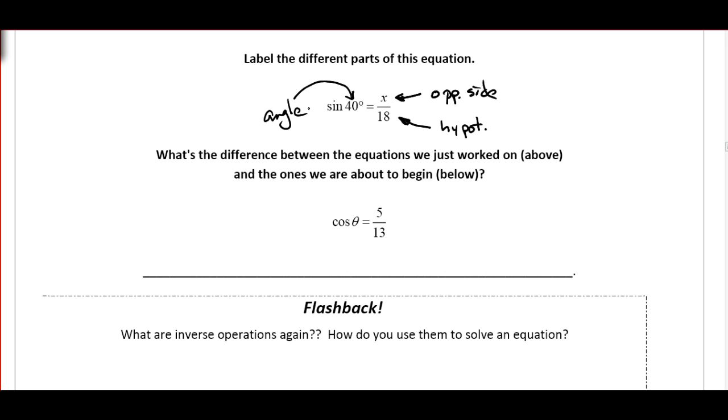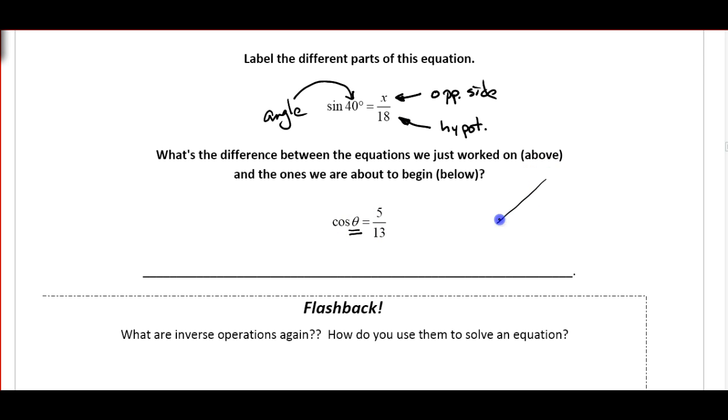So what's the difference between this equation that we just labeled and this one over here, cosine theta equals 5 over 13? If you think you might have an answer, go ahead and pause the video and write that down, and then you can compare it with my answer. So the main difference between these two, in this first one we're solving for one of the sides of a triangle. Over here, this theta represents the angle in a triangle.